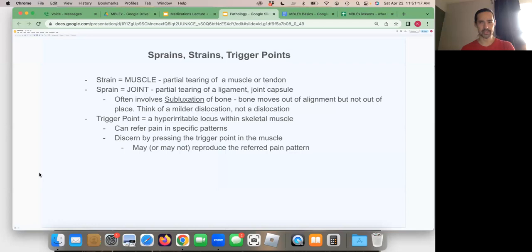Any questions about sprains, strains, trigger points, or local or systemic contraindications? Is anything unclear to you guys?